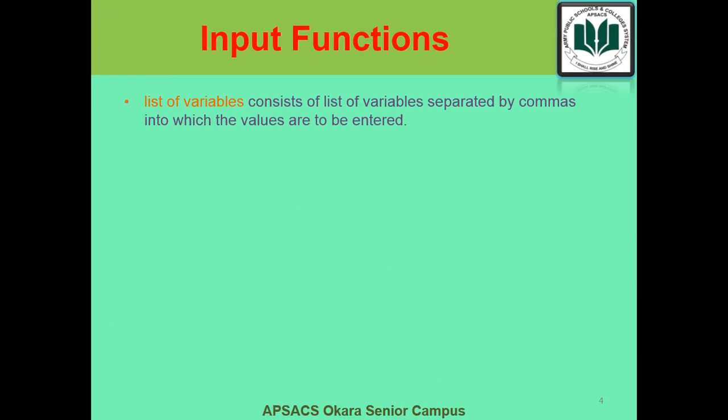The list of variables consists of variables separated by commas into which the values are to be entered. Why do we use variables here? The variables are used to store the input values. Inputted values are stored in the variables.